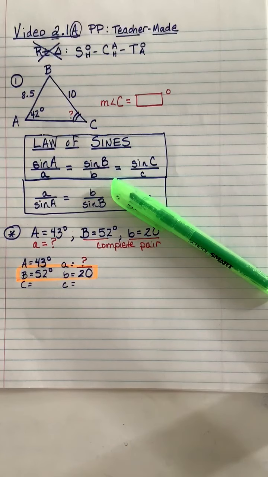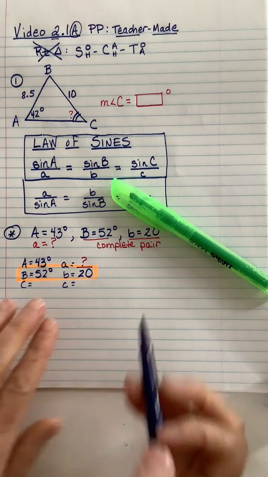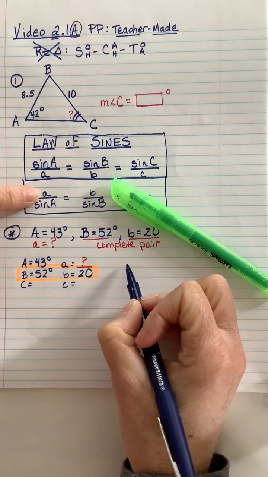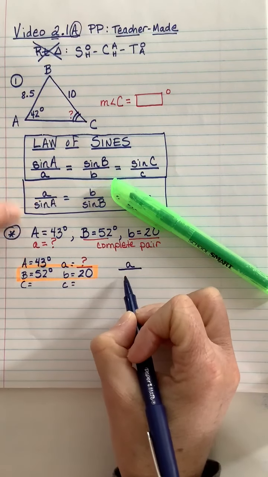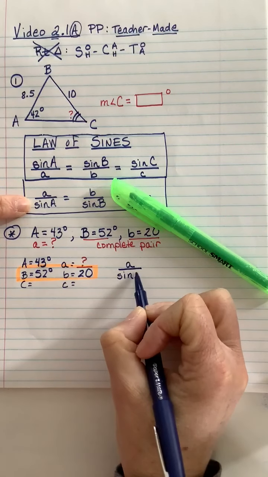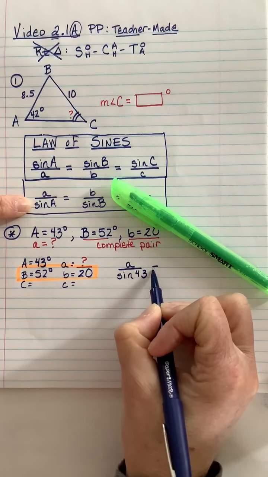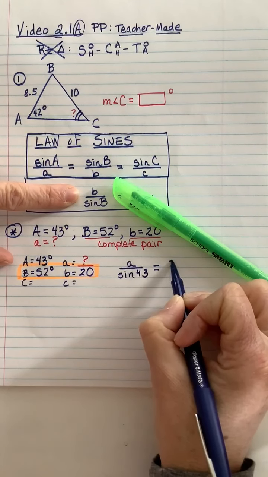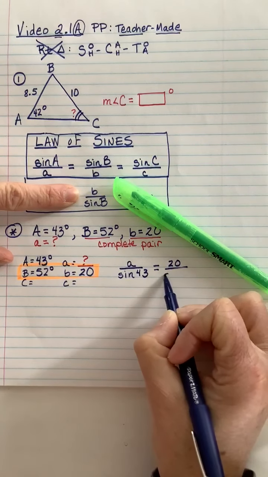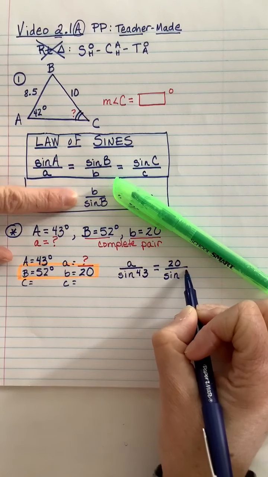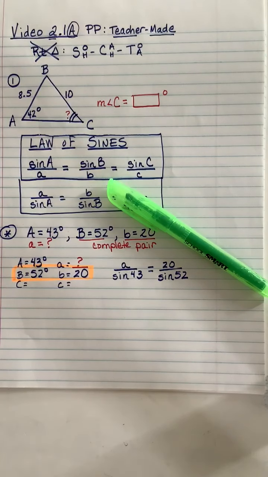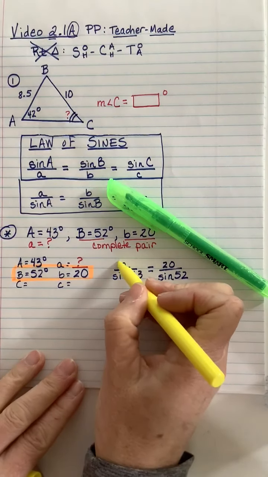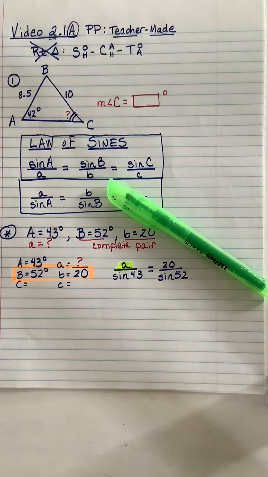All right, so here we go. I'm going to set up my law of sines. Law of sines does not need a right triangle. So what I don't know is little a, but I do know that I can divide by the sine of 43 degrees, and that is going to be equal to little b. I'm just substituting in my givens, divided by sine of 52 degrees. So you can see now I've taken this equation and I've whittled it down to one unknown.